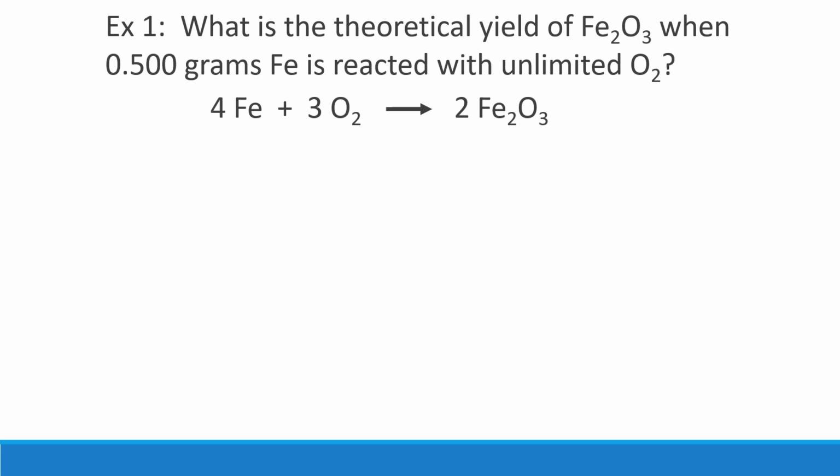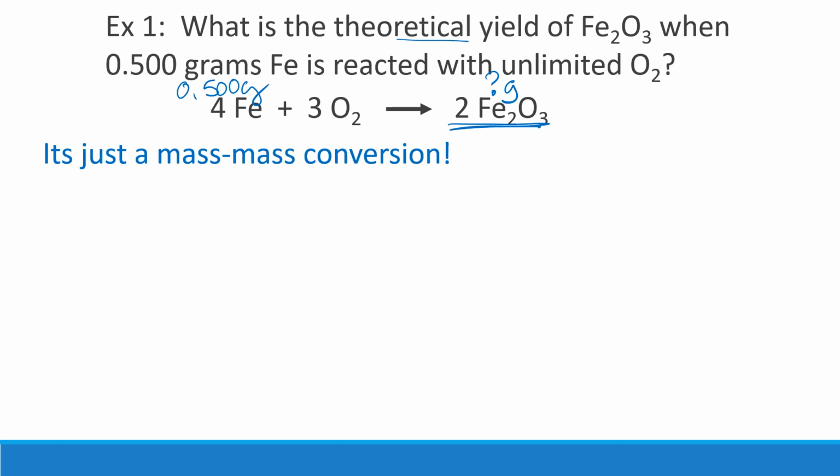So I could ask this question, right? What is the theoretical yield of Fe2O3 when 5 grams of Fe is reacted with unlimited O2? Right? Since my product is Fe2O3, finding a theoretical yield is just asking how many grams of Fe2O3 form. And the given that we have is 0.500 grams of iron. So it's just the calculations that we've been doing already, right? There's no difference here. It's just a mass conversion.